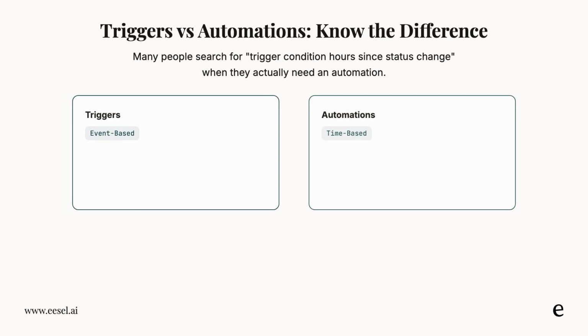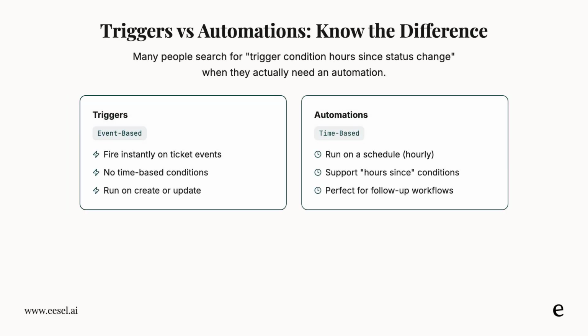Here is the #1 mistake people make. They search for trigger conditions with hours since status change, but triggers are event-based and fire instantly. What you actually need is an automation, which runs on a schedule and supports time-based conditions.